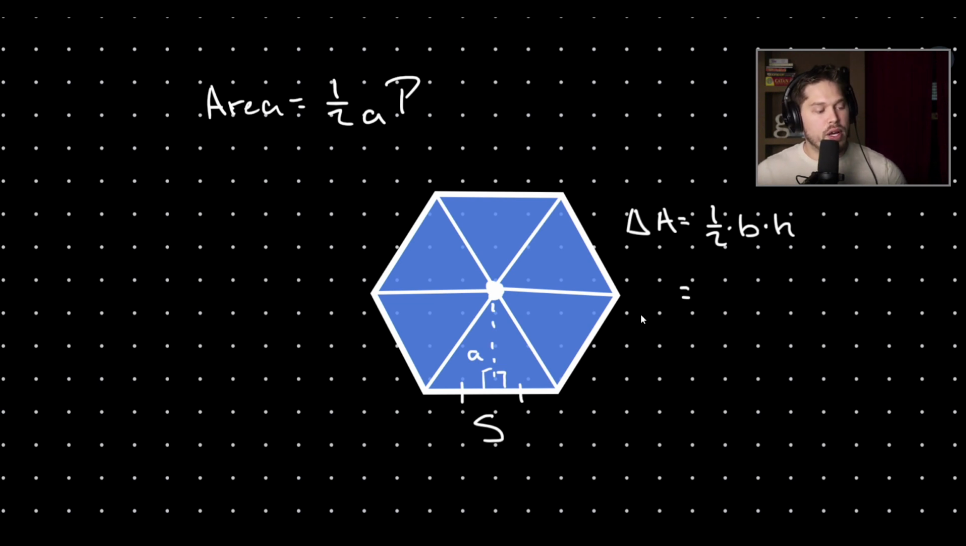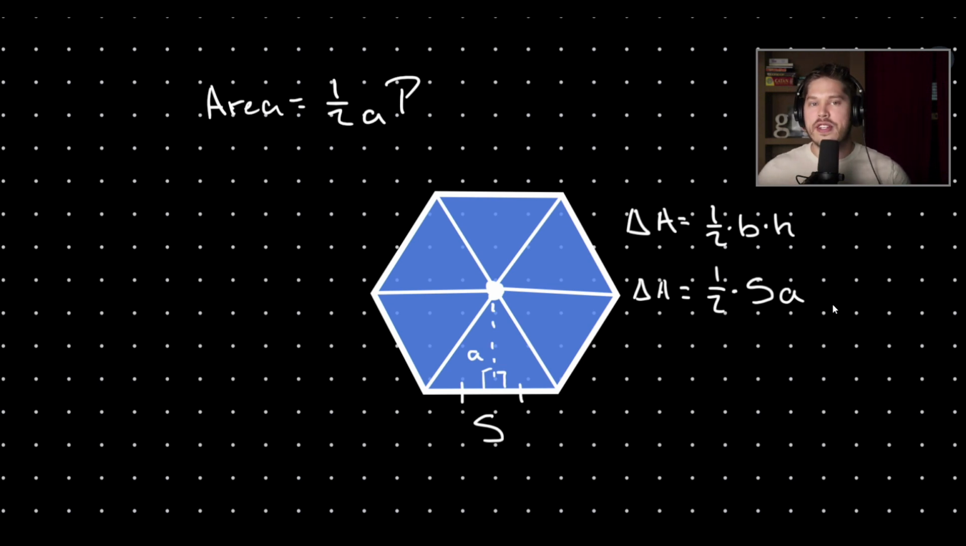However, we know that our triangle area is again 1/2 times base times height, so we're going to keep the 1/2. Our base, we defined it to be S. Our height is defined to be the apothem, A. And so this is the area for one of our triangles. However, we're not looking for the area of just one triangle. We want the whole kahuna. We want the whole polygon. And so how many triangles are there? Well, there's 6 triangles.